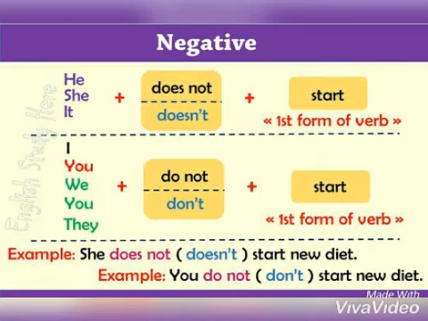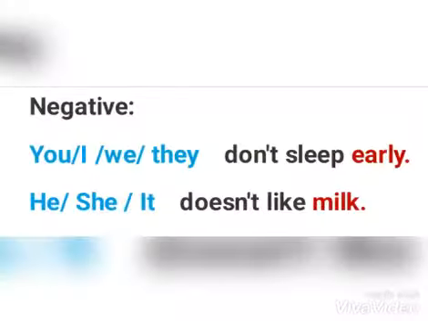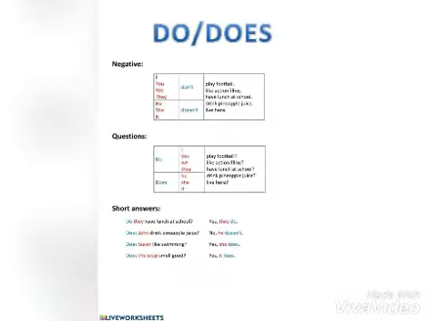With he, she, or it, we say he doesn't store, she doesn't store, it doesn't store. But with the other pronouns, I say I do not, you do not store it, we don't store it, and they don't store it. So this is the summary. You, I, we, they don't sleep early. He, she, it doesn't sleep early.